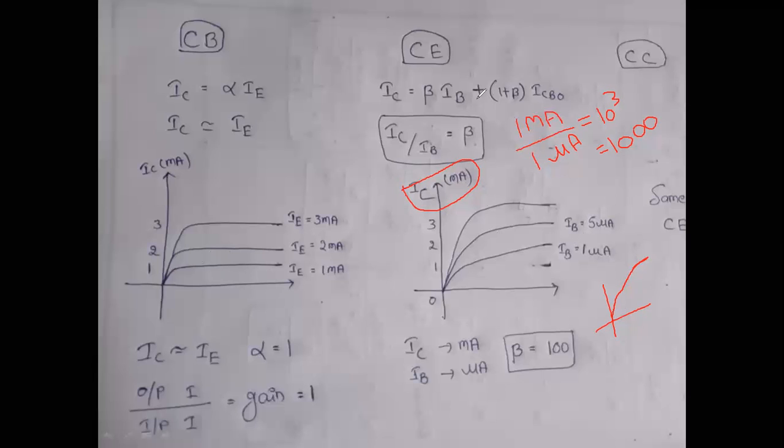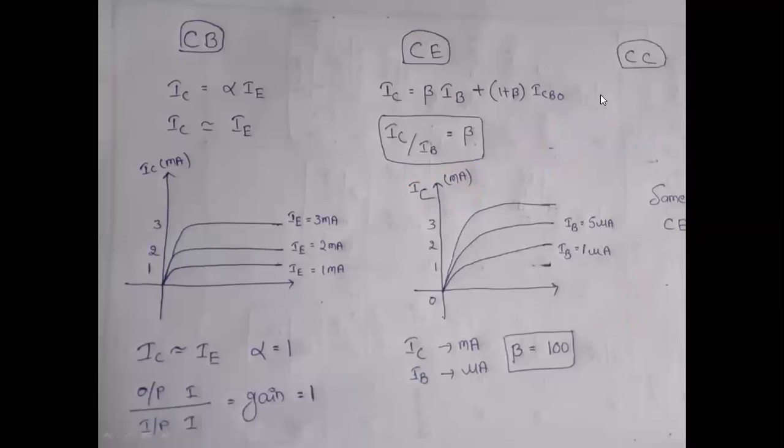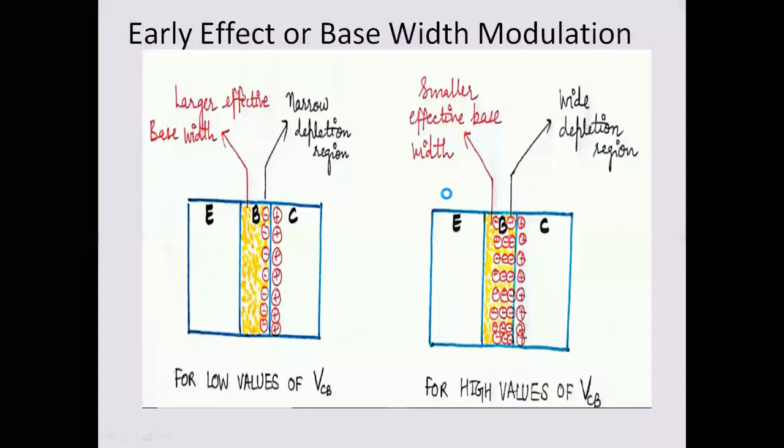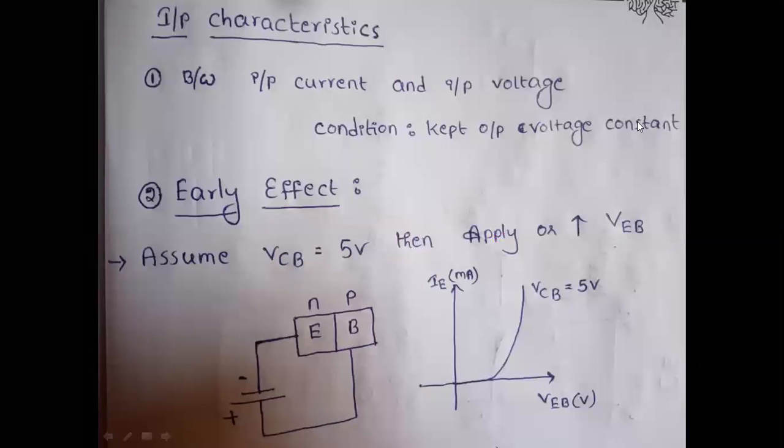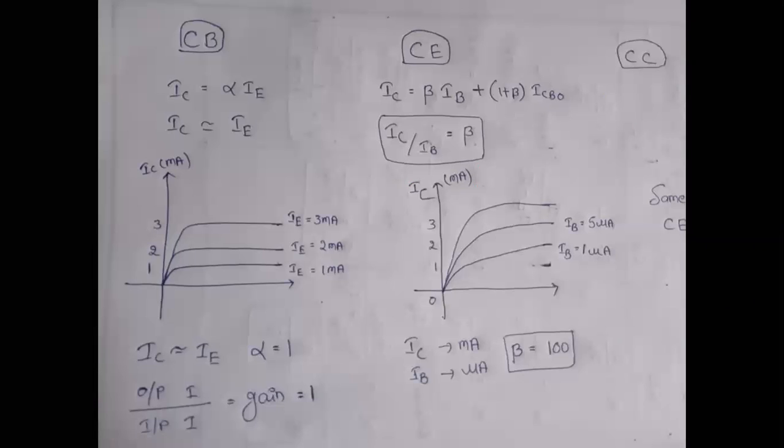Clear? Coming to the CC output characteristics, they are the same as CE. Same output characteristics you will get because in the CC, output current is IE, input current is IB. IE by IB. IE is almost equal to IC in practice. So that's why the output characteristics of CC are equal to CE. Clear all of you? I hope input characteristics and output characteristics are clear for all of you.